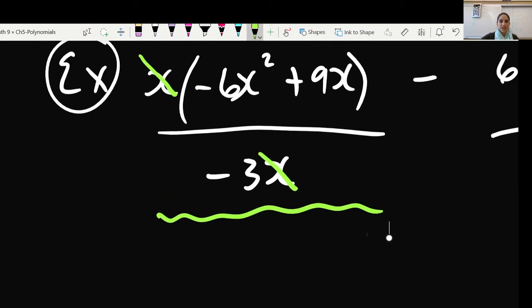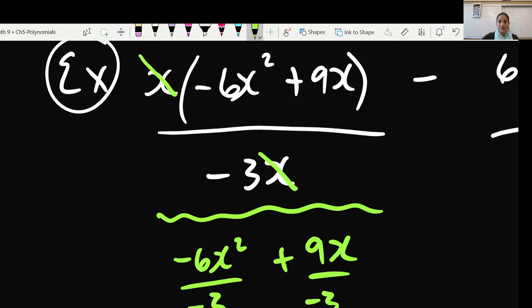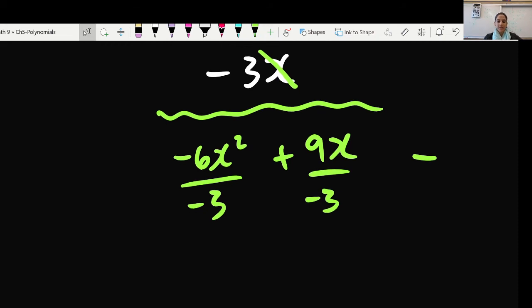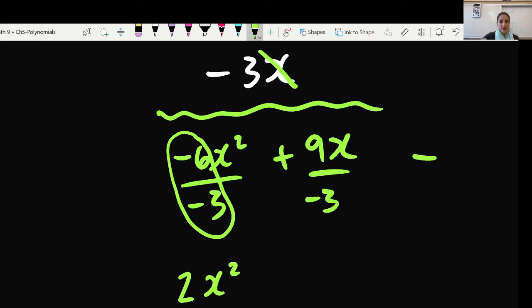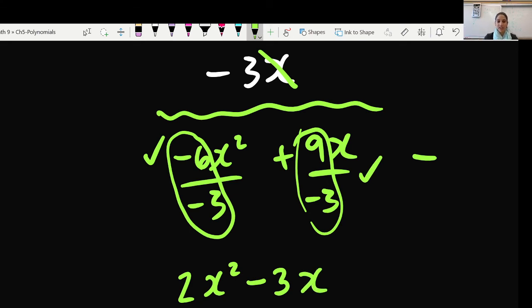So as far as the rest of this goes, I can rewrite this to say negative 6x squared over negative 3, because that's all that's left there, plus 9x over negative 3. And then I do have this minus over there with other stuff going on, but we won't worry about that yet. Negative 6 divided by negative 3, dealing with the coefficients, is 2, and then I have that x squared. So this part is done. Similar approach here: plus 9 divided by negative 3 gives a minus 3 as my result, and the x there. So I'm done with that term.